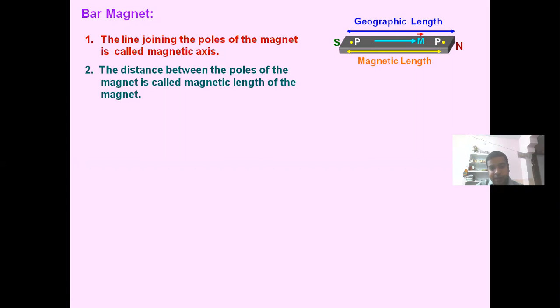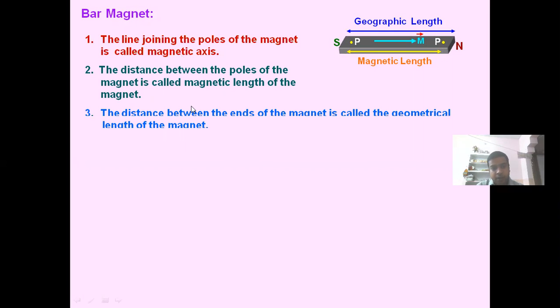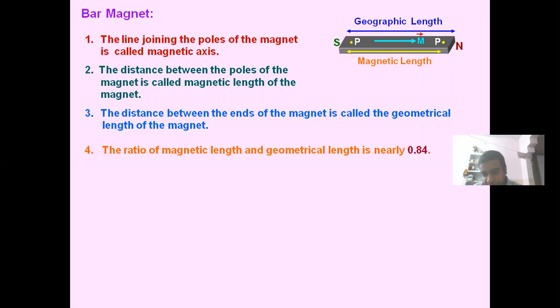So, what is the magnetic length? It is the distance between the poles of the magnet, and the distance between the end points of the magnet is called the geometrical length of the magnet. So usually it is greater than the magnetic length. As the magnetic length is smaller than the geographic length, the ratio of magnetic to geographic length is 0.84.